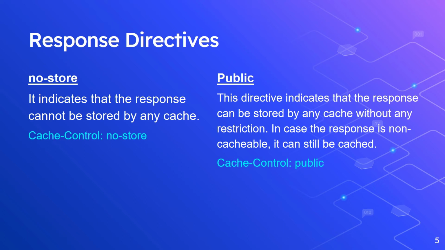The next one is public. This directive indicates that the response can be stored by any cache without any restriction. In case the response is non-cacheable, it can still be cached. As the name specifies, it is public and it will store everything in the cache without any restriction. So these are the headers that you can add to the cache control response directive.